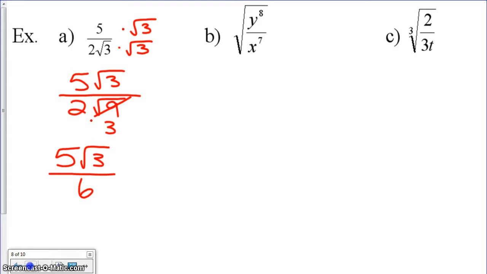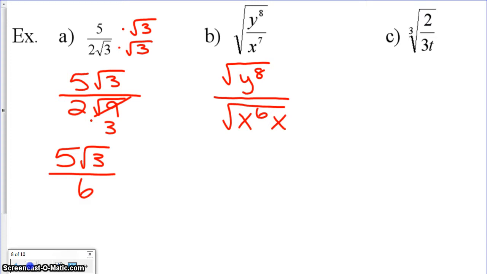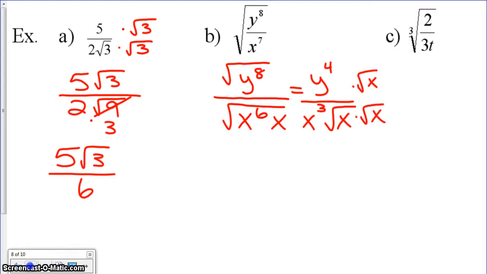Next one is a quotient inside my radicand, so I can separate that out: the square root of y to the 8th over the square root of x to the 7th, which I want to separate into x to the 6th times x. I then can simplify this as well. So I have y to the 4th, and here I have x cubed, and then square root of x. Now I cannot leave that square root of x in the denominator, so I'm going to multiply by the square root of x over the square root of x. When I do that, I'm left with y to the 4th square root of x over x to the 4th.